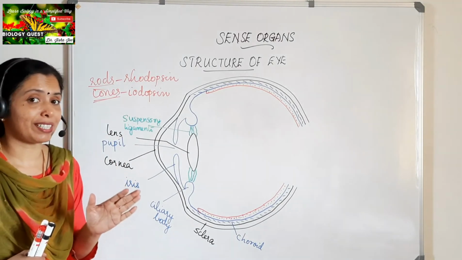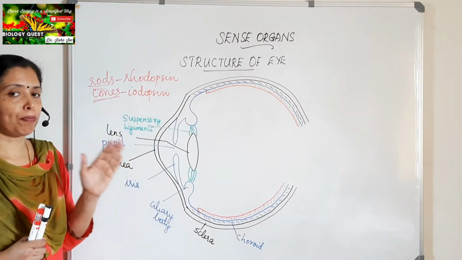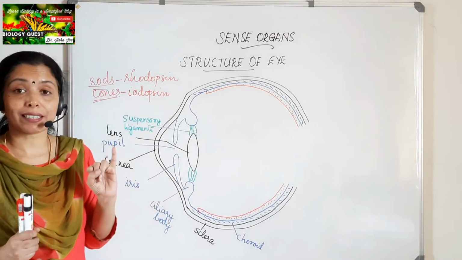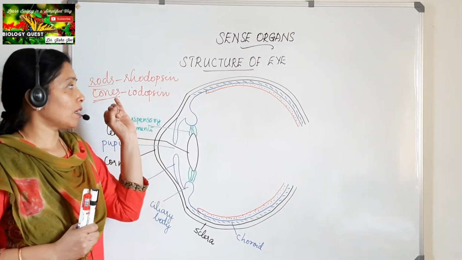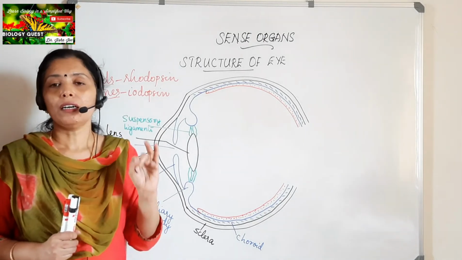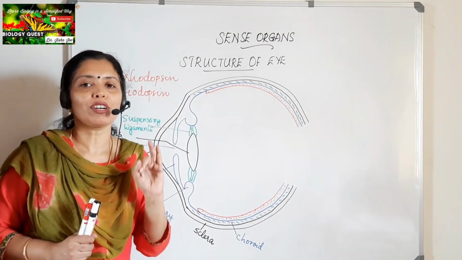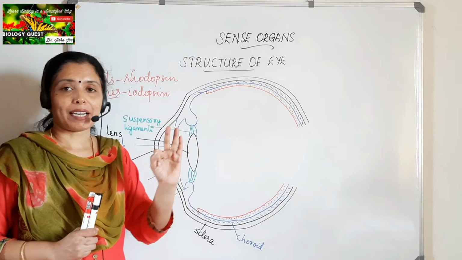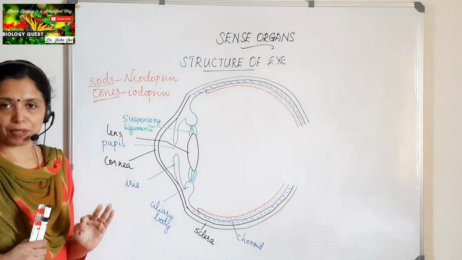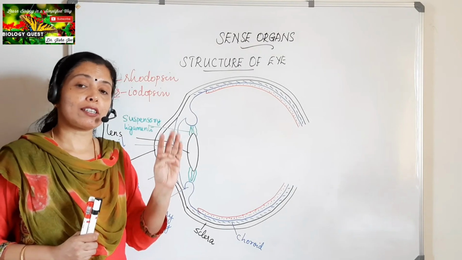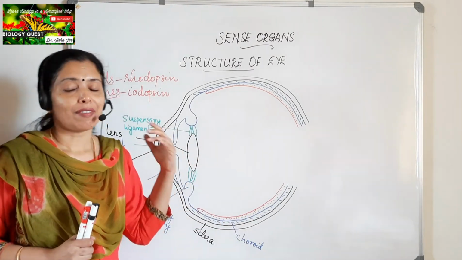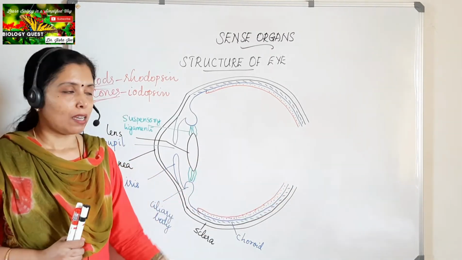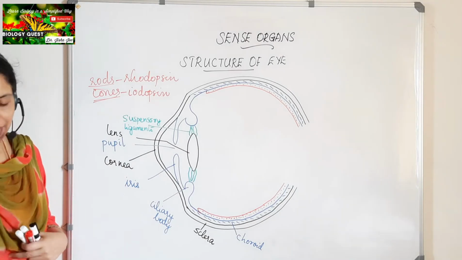I hope you have understood the difference between rods and cones. Four points of difference. The first one, rods are sensitive to dim light. Cones are sensitive to bright light. Rods do not respond to color. Cones are responsible for color vision. The third point, the pigment present in rods is rhodopsin, whereas the pigment present in cones is iodopsin. Now coming to distribution, rods are distributed almost throughout the retina, whereas the cones are distributed mostly at the yellow spot. So that is with regard to the rods and cones.